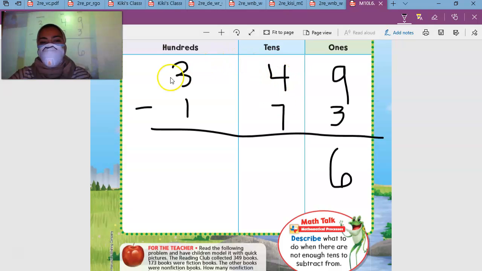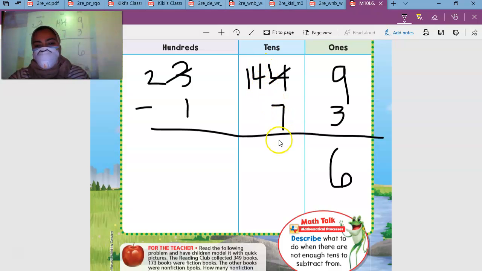So 4 has to borrow from the 3. The 3 now becomes a 2. The 4 becomes a 14. 14 take away 7 is 7. That's a double fact because 7 plus 7 is 14. And 2 take away 1 is 1.